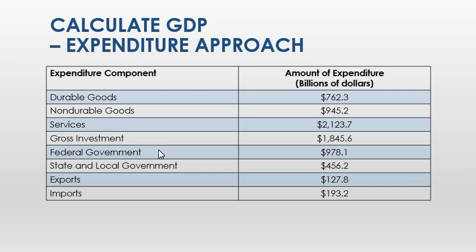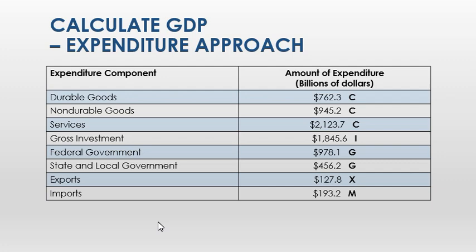So if we look at each item on this list, we can then classify them into one of those categories. So durable goods, that is consumption. Non-durable goods, that's consumption. Services, that's consumption. Gross investment, well, that's investment. And then remember, the government purchases are federal, state, and local government. So we're going to include both of those under G, and then exports are X, and then imports are M.